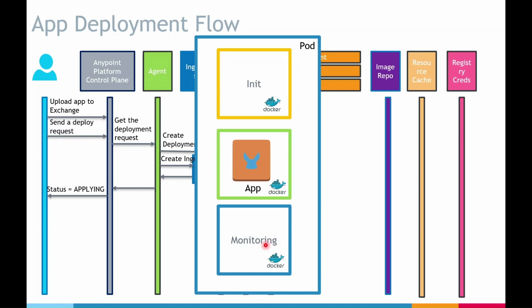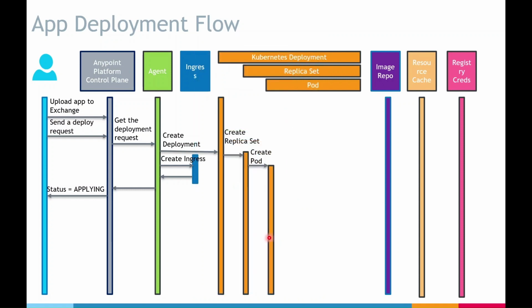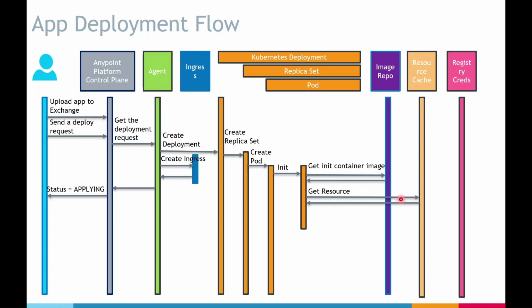Alright, back to the flow. To create the pod, the init container image is retrieved from the Docker private registry, also known as image repo. Once the init container is started, it fetches the Mule application jar from the resource cache. The resource cache returns the jar if available. If not, it gets it from Exchange. Once the jar is received, it gets the image for Mule runtime and then creates a new container with the Mule runtime and the Mule app deployed to it. Next, it creates the monitoring container by retrieving the monitoring image from the image repo.